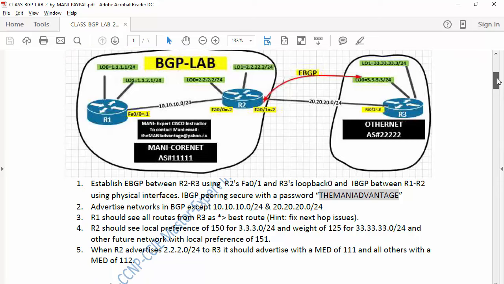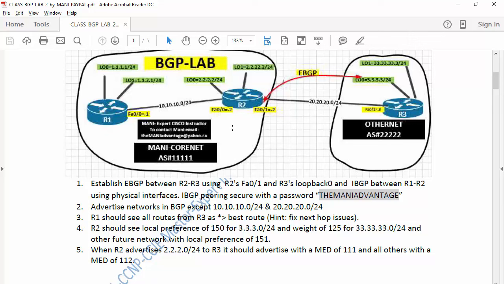I strongly advise you to print the diagram, or draw the diagram, and read the conditions. So establish eBGP between R2 and R3 using R2 Fa0/1 and R3 loopback 0, and iBGP between R1 and R2. For the iBGP peering, you must put a password called MANIADVANTAGE. The command is neighbor password, pretty simple. Then, like the previous lab, I'm asking you to advertise all the loopbacks except the links. R1 should see all the routes as best routes.